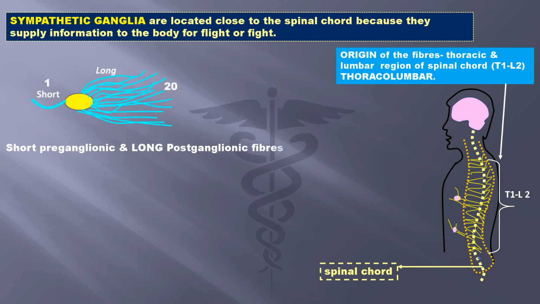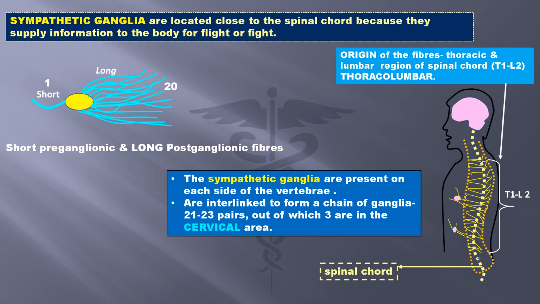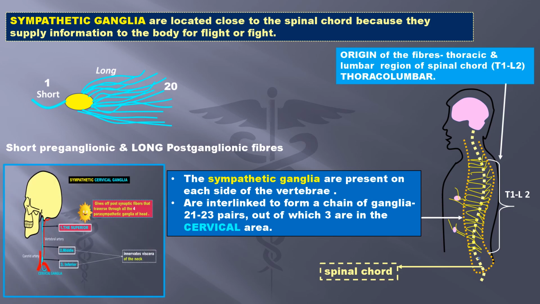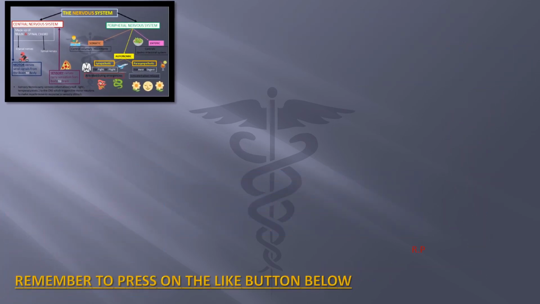The sympathetic ganglia are present on each side of the vertebrae and interlinked to each other to form a chain. There are 21 to 23 pairs in this chain. Out of these, 3 are present in the cervical ganglia, which we learnt about earlier. This finishes the topic of the ganglia of head and neck.